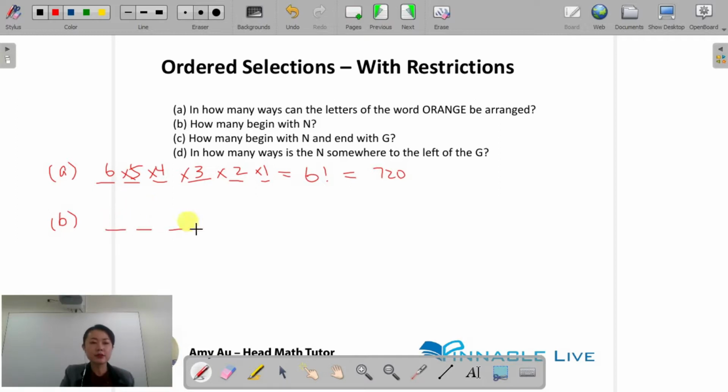So 1, 2, 3, 4, 5, 6. Alright, if it has to begin with an N, one way to do that first spot, right, has to be an N. Then after that, no further restrictions. So 5, 4, 3, 2, 1. So that's 5 factorial, giving you 120. Alright, C, how many begin with an N, ends with a G?